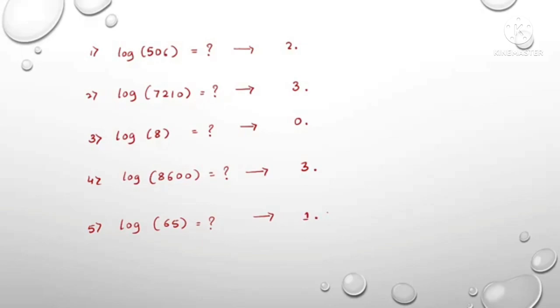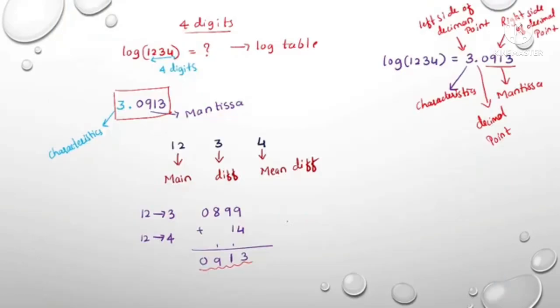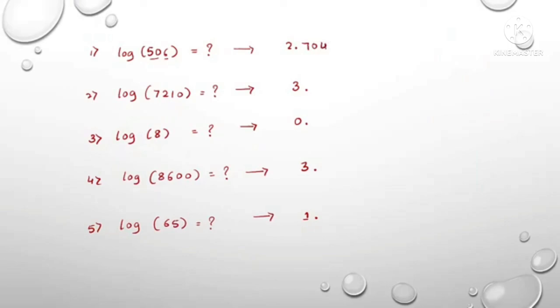Now, we can go to the log table to find the mantissa. In the first problem, how to find the mantissa? 50 at 6. 50 is here at 6, means 6 is here in the difference column. So, we can take 50 at 6. We got this number, 7042. 50 at 6, we got 7042. There is no fourth digit. Don't go for mean difference. Leave it. This is the final answer.